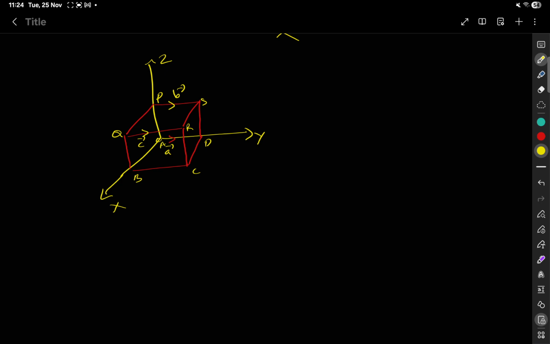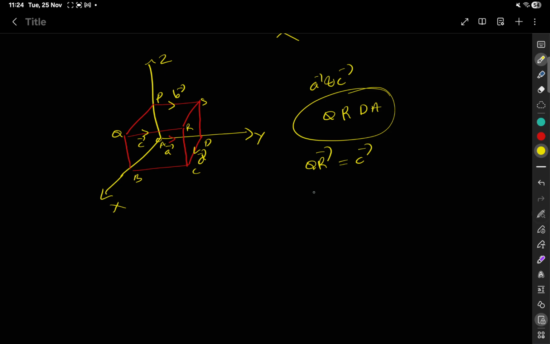Now you take C and A. Are they coplanar? A and C, are they coplanar? You can see a plane Q, R, D, A, just like a section of this cube. QRDA, that's a plane, and C and A are coplanar. Now you consider this D. I am talking about the QR vector, which is C, and the DC vector, which is D.